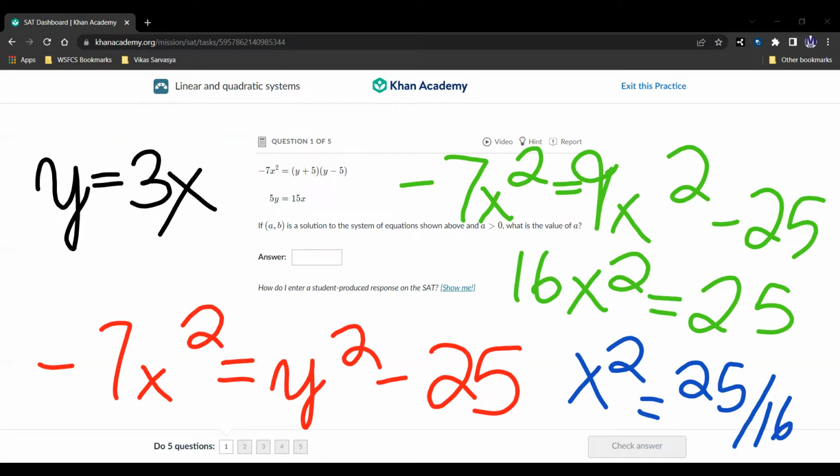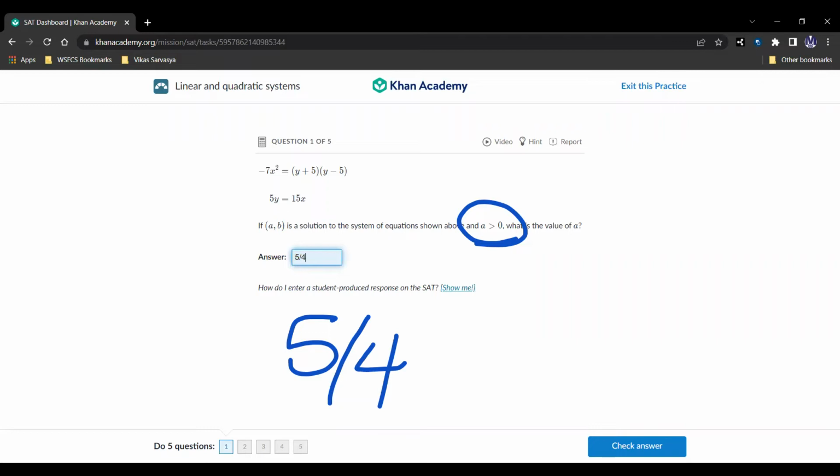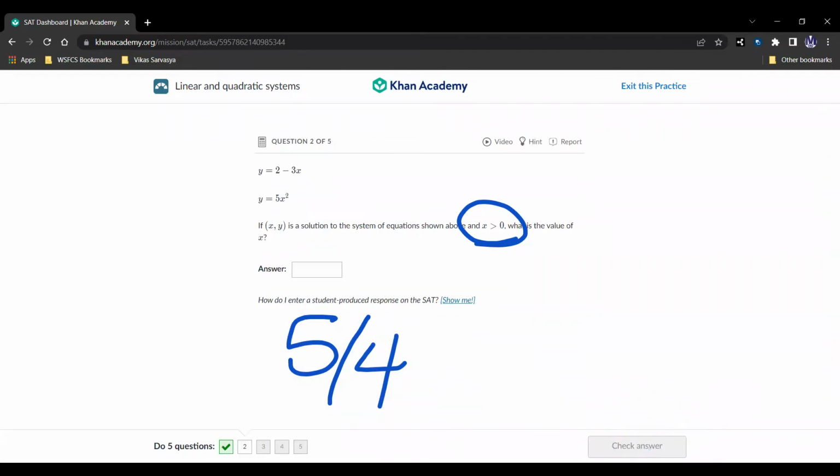And then x is going to be either 5 fourths or negative 5 fourths, but they are telling us that x is going to be greater than 0, so we're going to go with the 5 fourths option. All right, that is our answer. Let's continue. All right, question number 2, and it is y equals 2 minus 3x and y equals 5x squared.